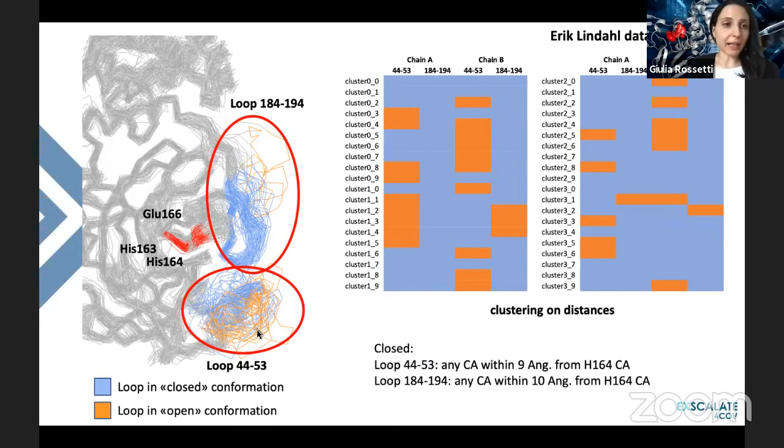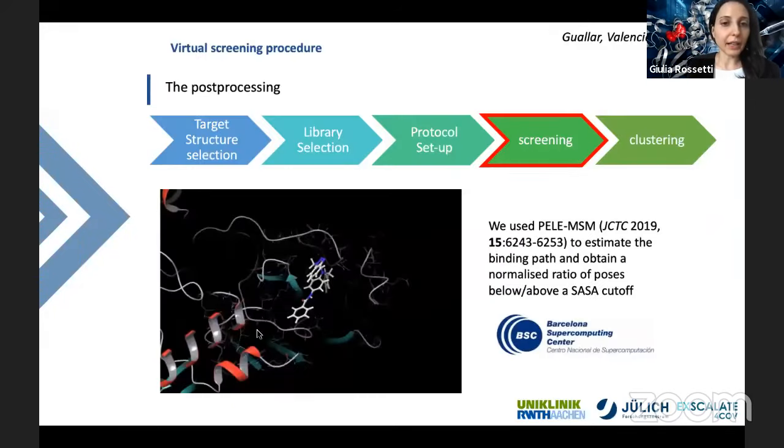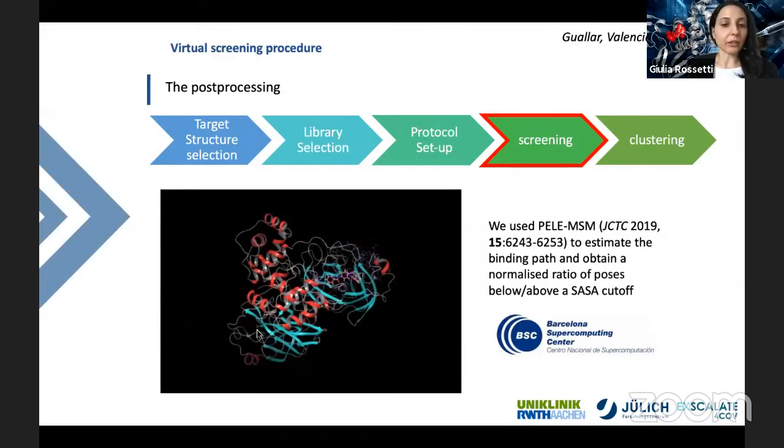And this is the last part of the protocol that we need to fix, that is about the post-processing. So we have several types of post-processing ongoing in our consortium. For instance, the group of Barcelona Supercomputing Center use a macrostate model to estimate the binding path and obtain a normalized ratio of the poses that account for the flexibility of the protein. And the ones, for instance, in DOPE are using regression models to combine a different scoring set.